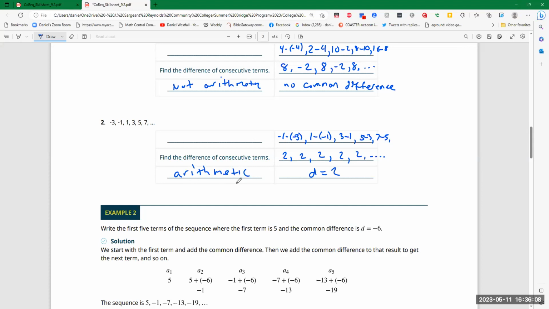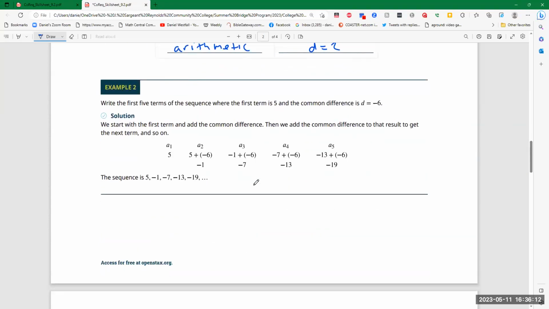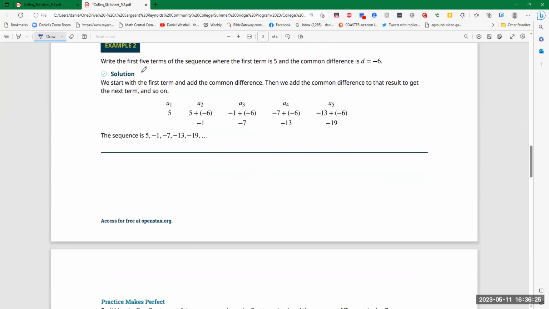All right. So let's move on to example 2 here. And we're going to switch objectives. And now we're going to be given a common difference and an initial term, and we want to write out the first few terms of the sequence. So if I'm told here to write the first 5 terms of the sequence, whose first term is 5 and whose common difference is negative 6, then 5 plus negative 6 is going to give me negative 1.